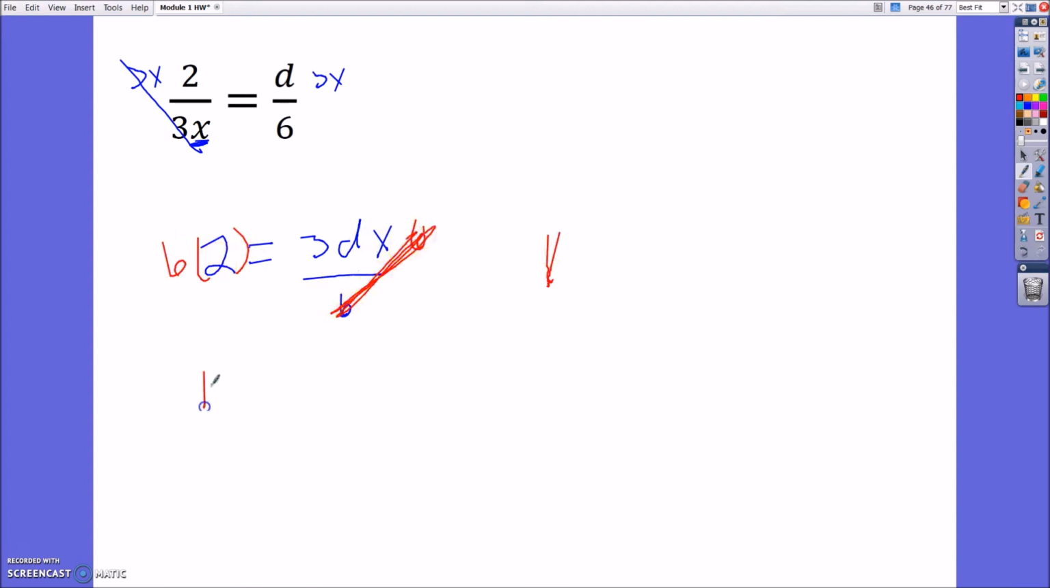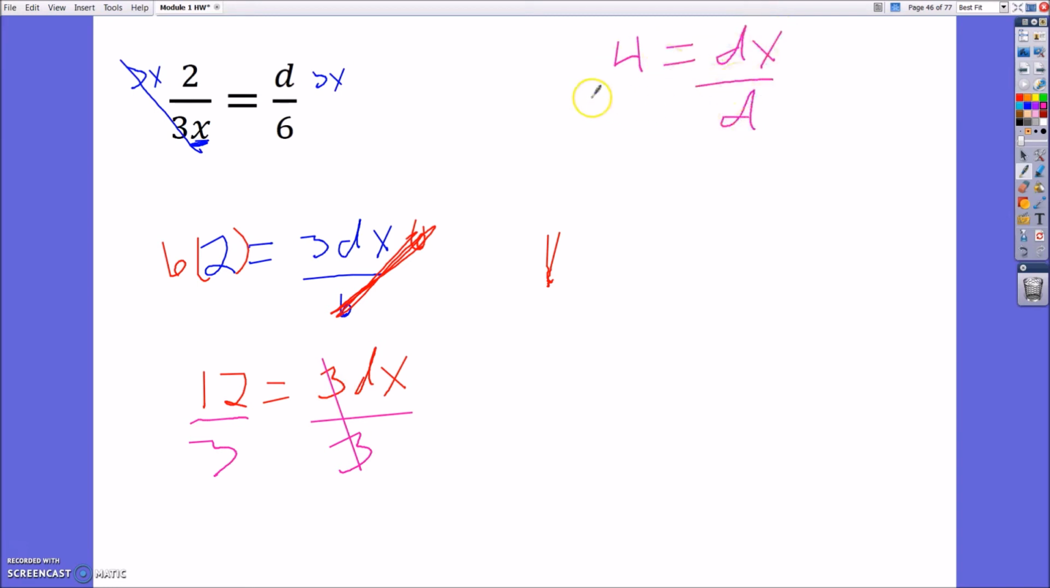And these are going to cancel. I'm going to be left with 12 is equal to 3dx. Now some of you might see a different way, and there are a few different ways to solve this problem. But what I'm going to do next is divide both sides by 3. And that'll give me 12 divided by 3 is 4 is equal to dx. And then all I'm going to do is divide both sides by d to get 4 divided by d is equal to x. I have now gotten x by myself, so you are done.